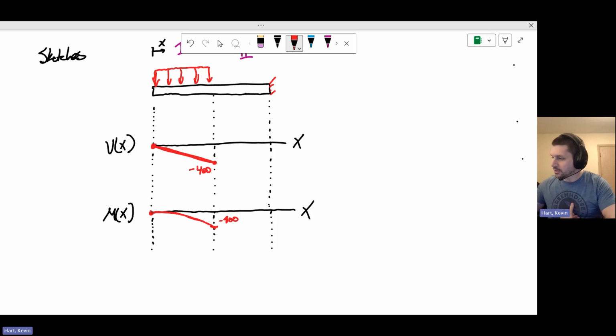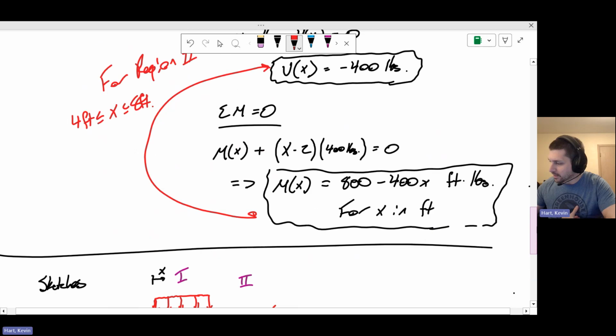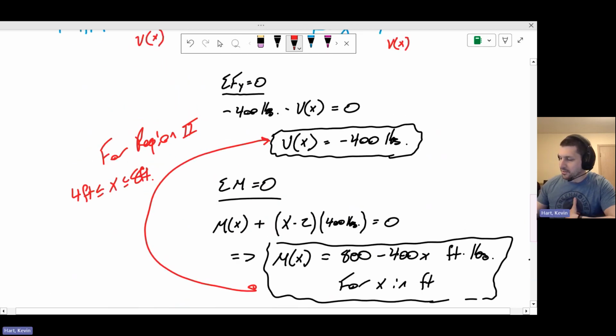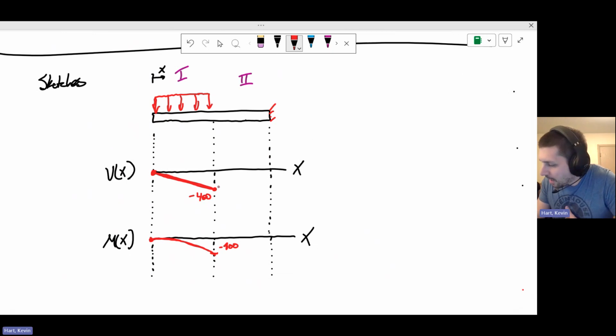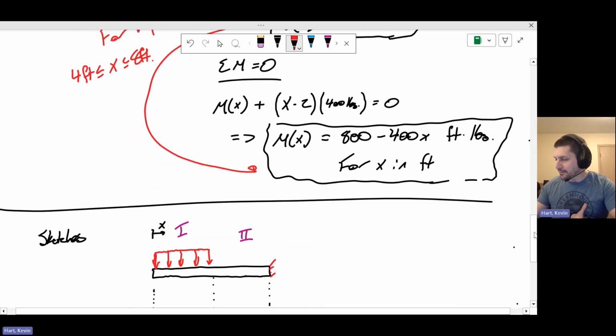Region number 2, let's take a look at the equations for the shear and the moment in that region. Now we're on the domain 4 feet to 8 feet. All right, here we go. The shear in that region is negative 400. It's just a constant value. That's nice, pretty easy to deal with. I'm already at negative 400, so all I have to do is create a straight line. It's still representing negative 400 pounds.